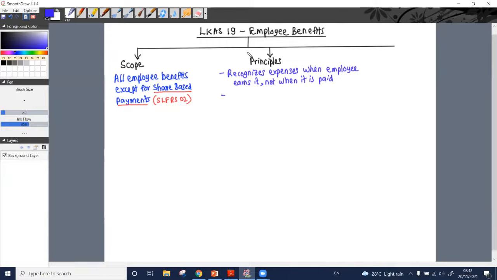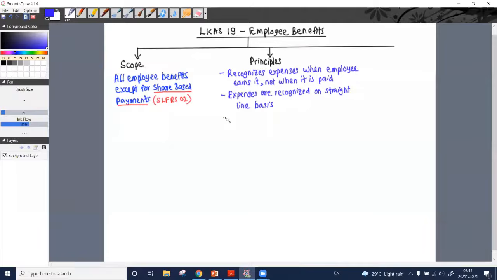Then expenses are recognized on a straight line basis. Expenses are recognized on a straight line basis. Right? Straight line basis.